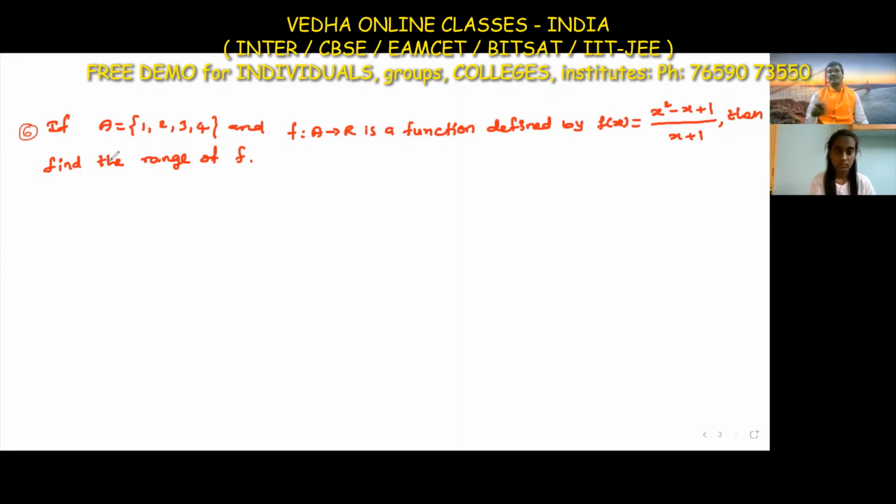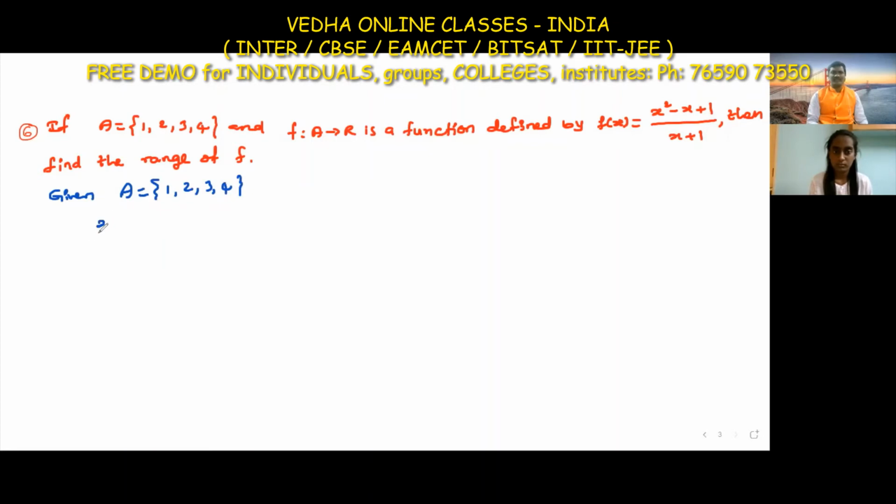Here the question is: if A is equal to {1, 2, 3, 4} and f maps from A to R, a function defined by f of x equals x square minus x plus 1 divided by x plus 1, then find the range of f. So what is given here? We write the given data here. Given a function with A, that is 1, 2, 3, 4.